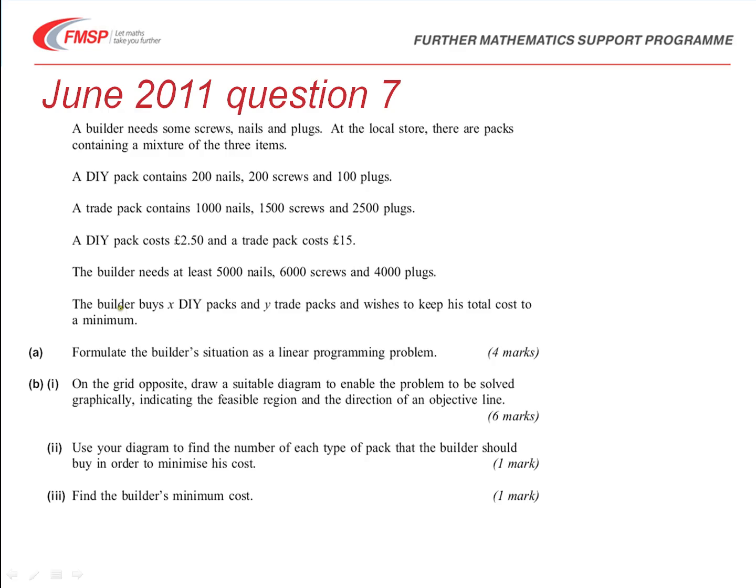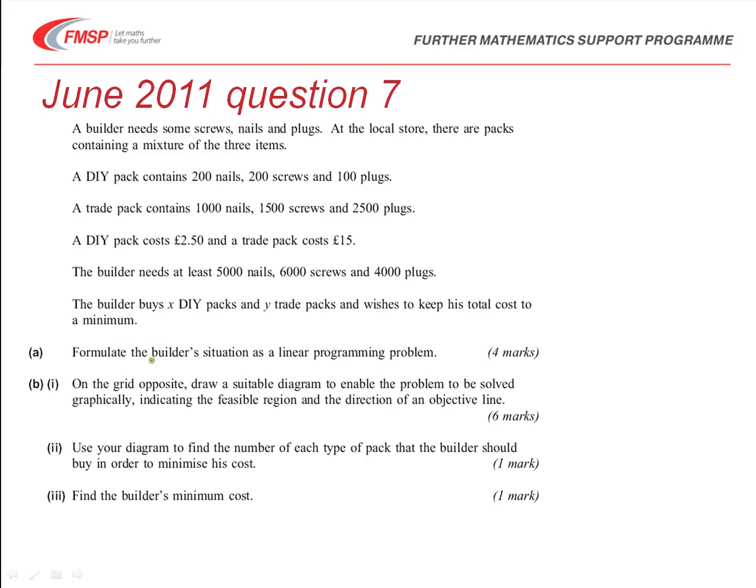So a DIY pack has 200 nails, 200 screws and 100 plugs. A trade pack has 1000 nails, 1500 screws and 2500 plugs. We're told the cost of each type of pack, and we're also told the builder needs at least 5000 nails, 6000 screws and 4000 plugs, and the builder will buy X DIY packs and Y trade packs and wishes to keep his total cost to a minimum.